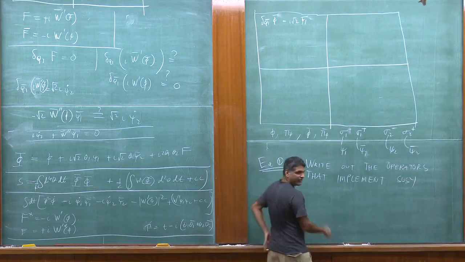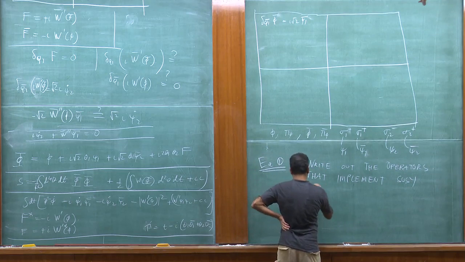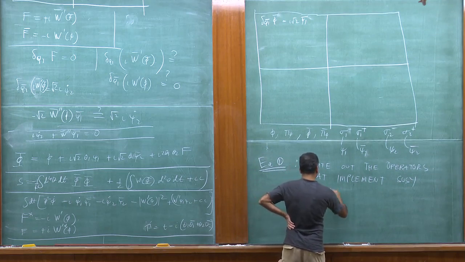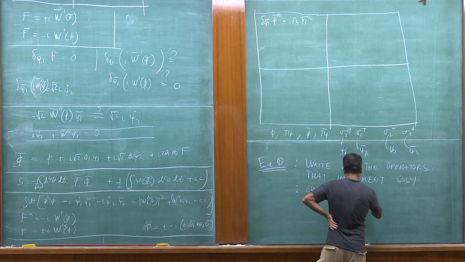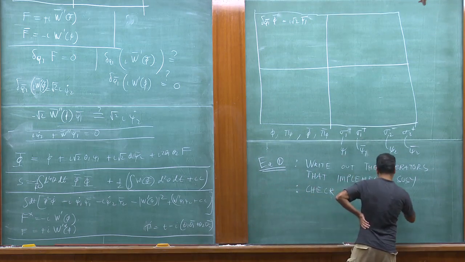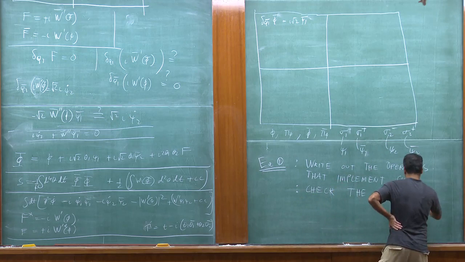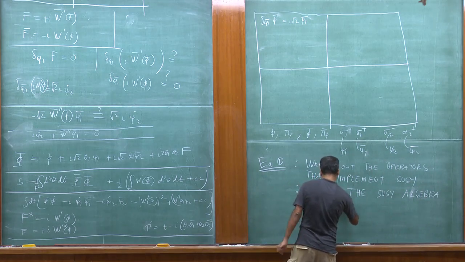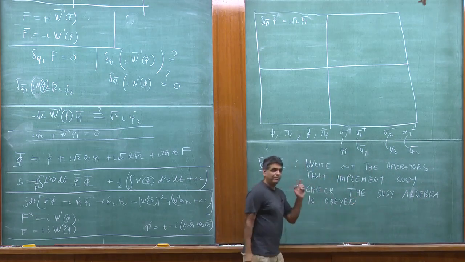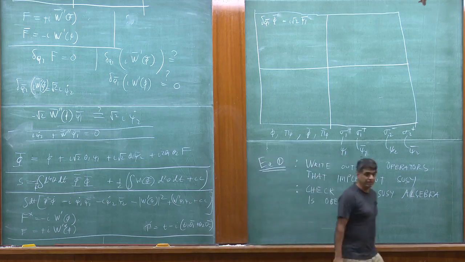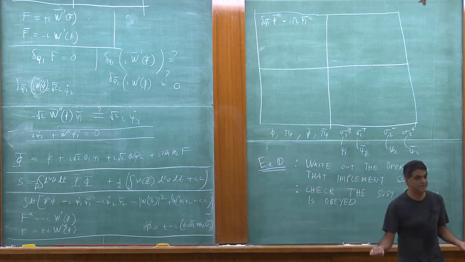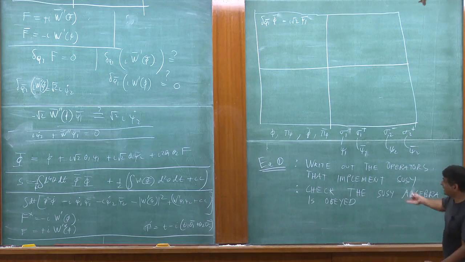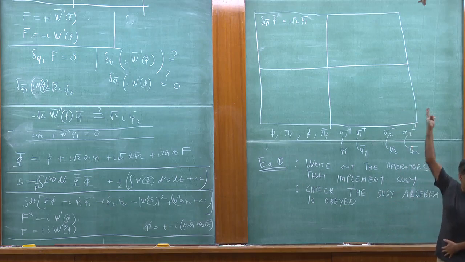Exercise 2 is to work out, check the SUSY algebra is obeyed. A part of this exercise is to determine the Hamiltonian. Because how do you check the supersymmetry algebra is obeyed unless you know what the Hamiltonian is? But compare that the algebra is obeyed with the same Hamiltonian you get by canonical quantization out of a Lagrangian.